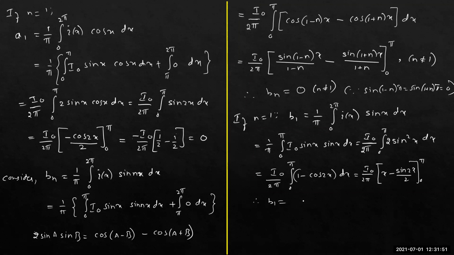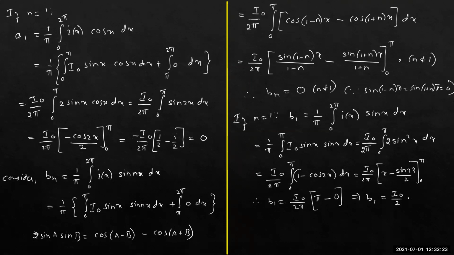Therefore, B1 is equal to, you can write this I naught by 2 pi as it is, into, when you substitute the upper limit x equal to pi, it is pi, minus, for x equal to pi here, sine 2 pi you will get. Sine 2 pi is 0, right? So it is 0, not writing. Then when you take x equal to 0, again this term and even sine 0 is 0. So both become 0. So it is only this much. And you can cancel this pi. So this implies we'll get the value of B1 as only I naught by 2.